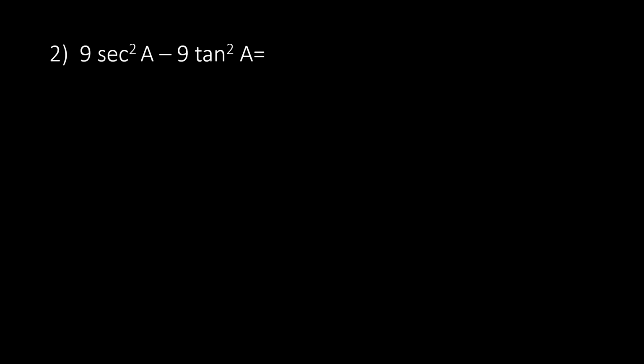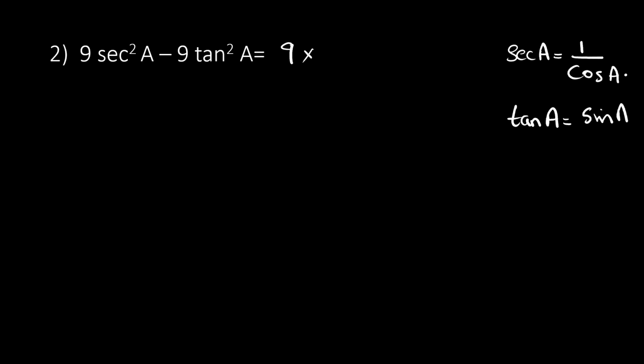9 sec square A minus 9 tan square A equal to. Okay, in this question, first what is sec A? Sec A is the reciprocal of cos A, that is 1 by cos A. And what is tan A? Tan A, we already discussed that it is sin A divided by cos A. Okay.